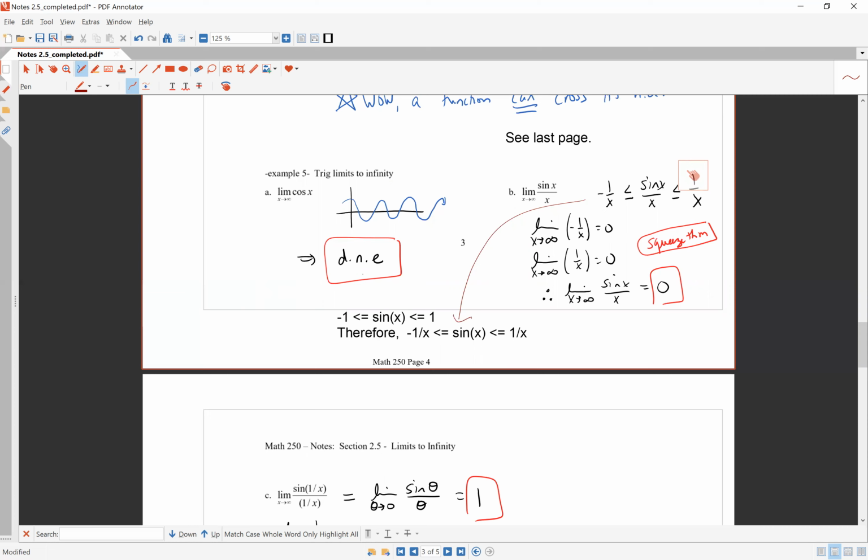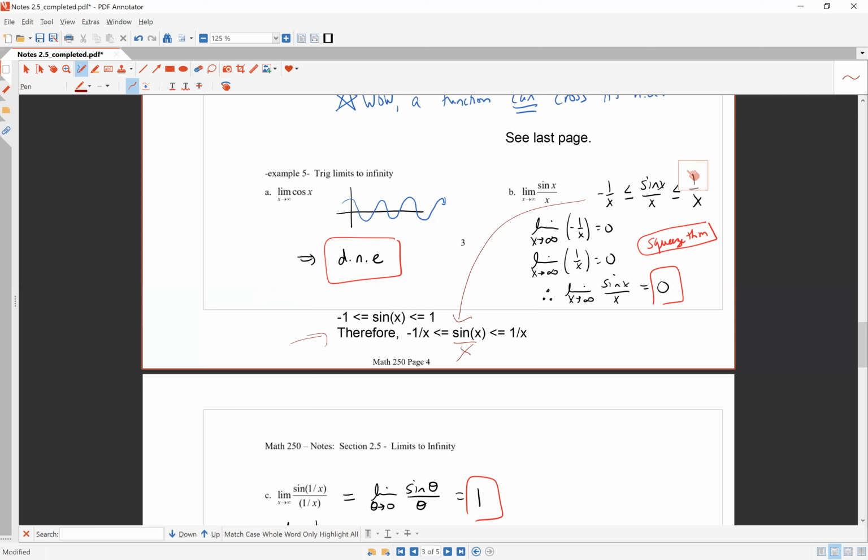Now for sine of x over x, if x goes to infinity, the sine of x is bounded above and below by 1, but 1 over x goes to 0. You can actually prove this. Here, -1 is less than or equal to sine of x is less than or equal to 1. So if you just divide by x, therefore, -1 over x is less than or equal to sine of x over x is less than or equal to 1 over x.